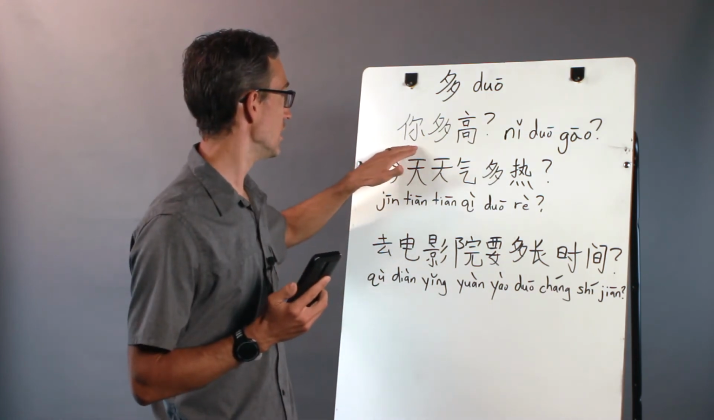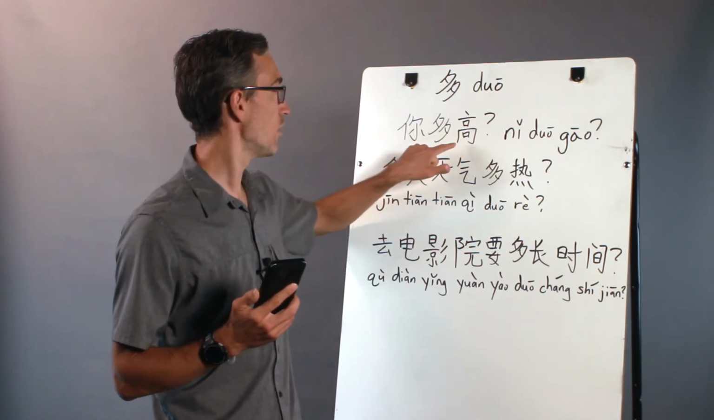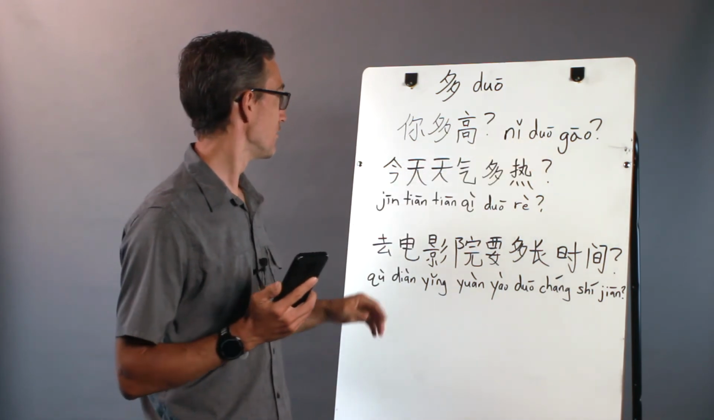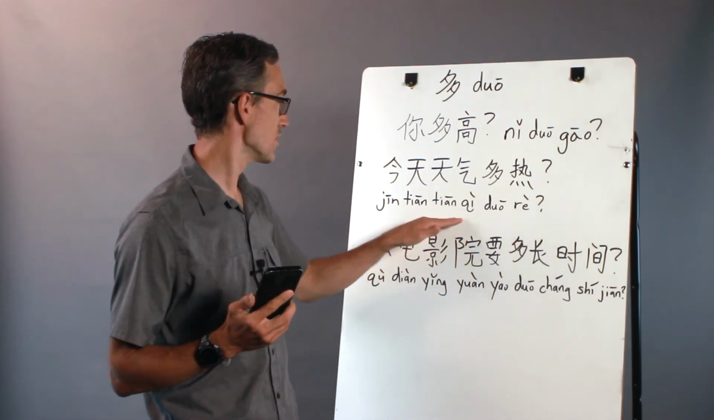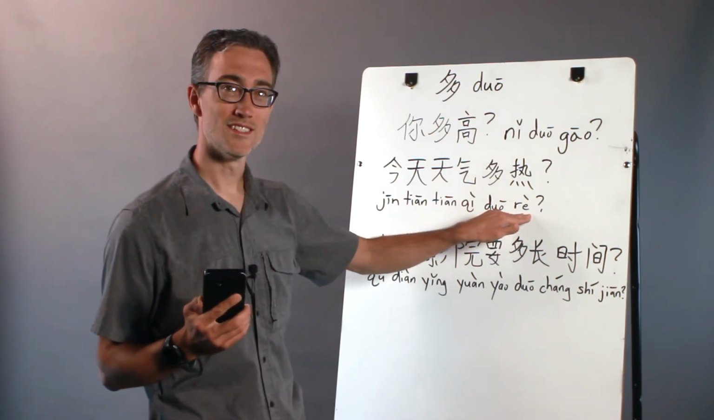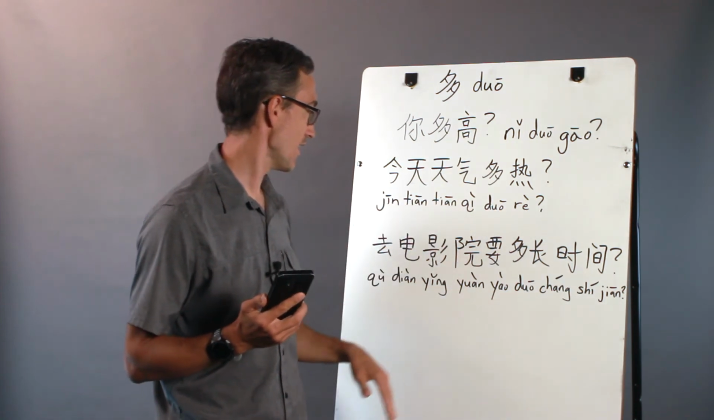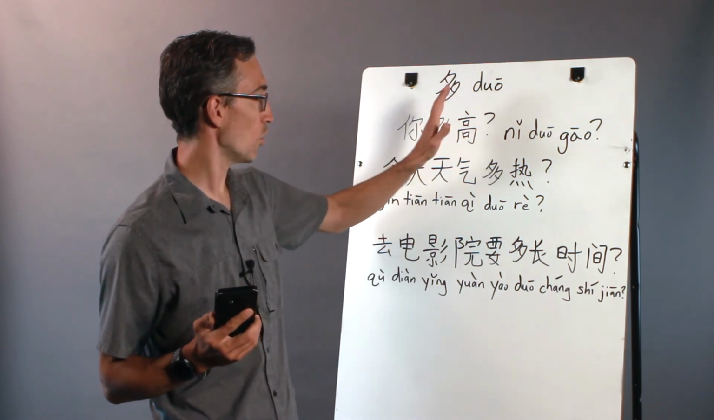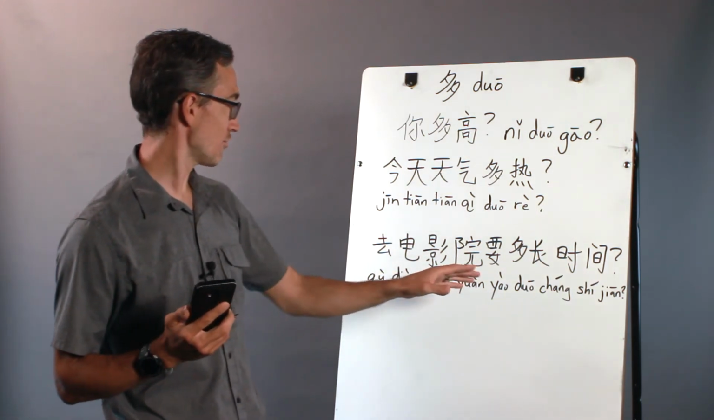So here we go. 你多高? 高 is high or tall, in this case tall. So you how tall? How tall are you? 你多高? Here's another one. 今天天气多热? 今天天气. So this is today's weather. Today, the weather, how hot? So how hot is it today? 今天天气多热? How hot is the weather today? And so again, it's like subject and then how, 多, meaning how, and then adjective. 多 adjective.